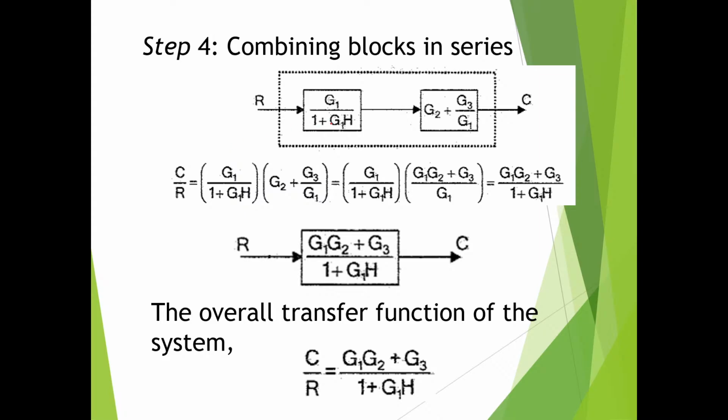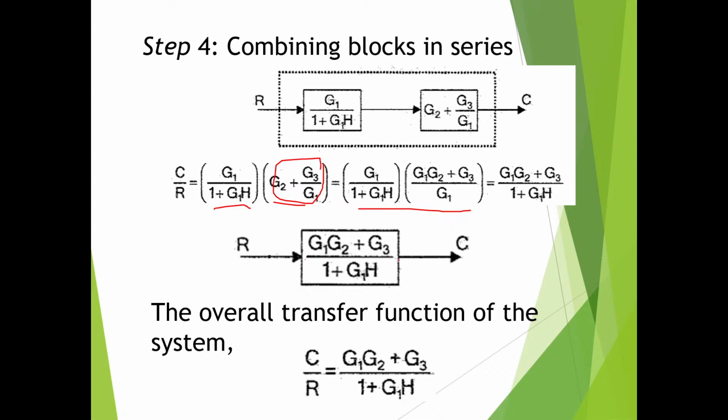So what is it? G1 by 1 plus G1 into H, into G2 plus G3 by G1. So that's what I have written here. C by R is equal to G1 by 1 plus G1 into H, into G2 plus G3 by G1. I have taken a common denominator for the term within the brackets. What do I get? G1 in the denominator, and in the numerator G1, G2 plus G3. Now multiply these two terms. What you will get is G1 into G2 plus G3 by 1 plus G1.